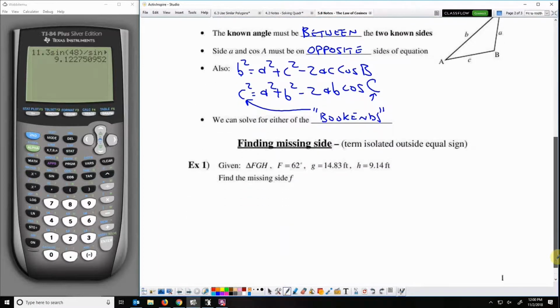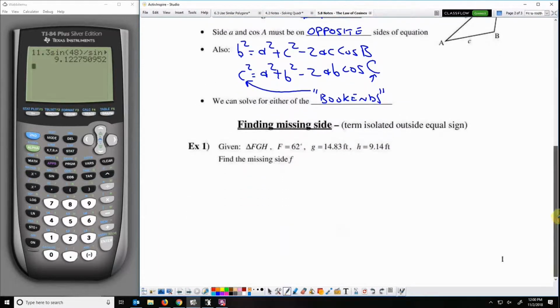All right, so let's try actually using the law of cosines. So we've got triangle FGH. Given angle F is 62 degrees, side G is 14.83 feet, and side H is 9.14 feet. So we have side angle side. The angle is between the two sides, so law of cosines will work. And we're looking for the missing side, F.